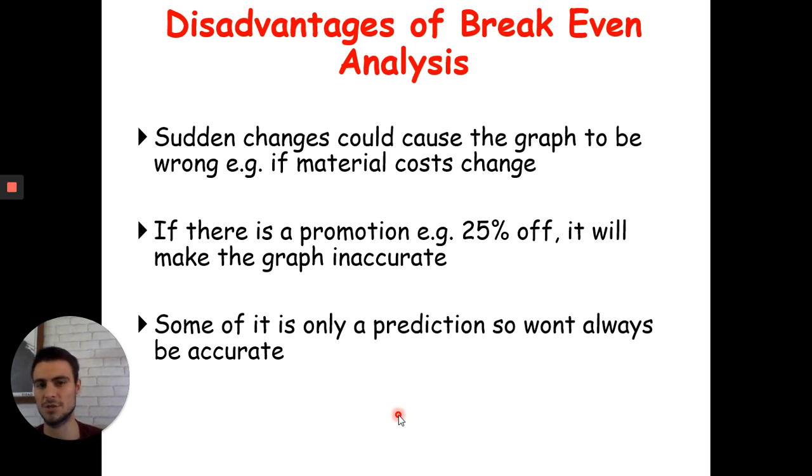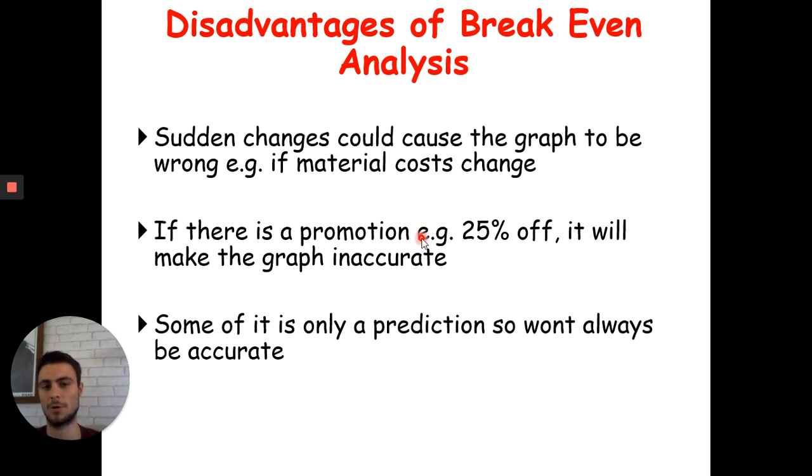Disadvantages, sudden changes can cause the whole graph to be wrong. So it takes into account costs. So for example, if material costs change, so for the hats, if the supplier that supplies the Velcro for your hats says we're charging you double now, the whole formula then changes. Because you're spending more money, you need to sell more then to break even.